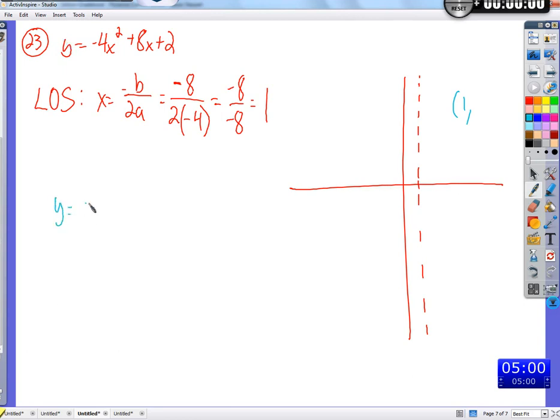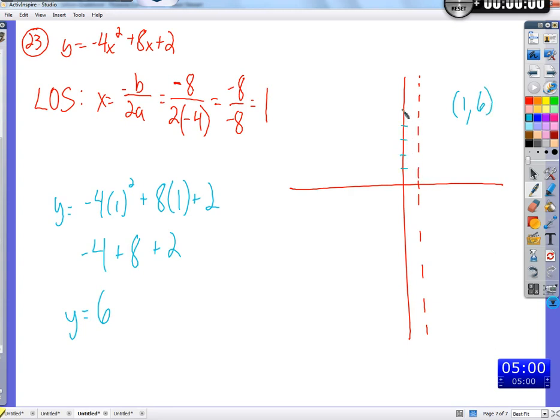So y is equal to -4 times 1 squared plus 8 times 1 plus 2. We know the x part of the vertex is 1. -4 times 1 plus 8 times 1 plus 2. That would be 10 minus 4 is 6. y is 6. The vertex is 1, 6. That's not enough. We need more points. How can we find more points that we can draw our graph through?